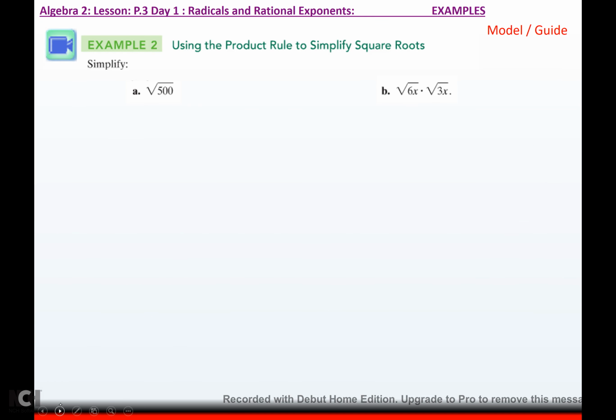Alright, so let's try some of these. And again, you'll get better at these, and if you catch it, absolutely go for it. Alright, this one I know 100 is perfect. So that would be the square root of 100 times the square root of 5. That's 10 square roots of 5.